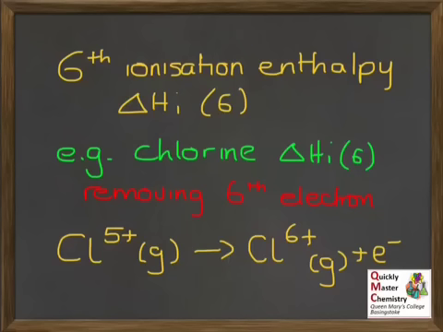So if you want an easy check system to make sure you're getting this right, just note that whatever number the ionisation enthalpy is, that should be the charge of the positive product ion. So the 6th ionisation enthalpy produces a 6+ ion, and on the reactant side it'll be simply a positive ion with one less charge than that. So for the 6th ionisation enthalpy we're starting with a 5+ ion.